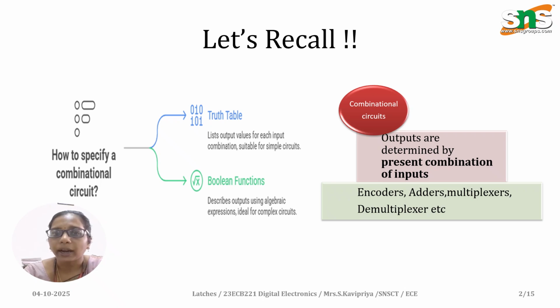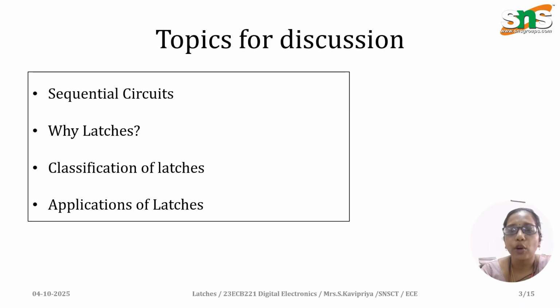A truth table contains the output for all possible combinations of input, whereas complex circuits can be easily expressed by making use of algebraic expressions. Adders, subtractors, encoders, decoders, and code converters all come under combinational circuits. And this is my flow of presentation.